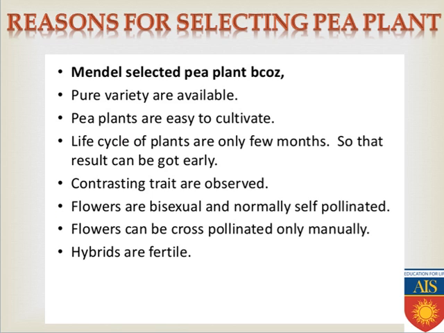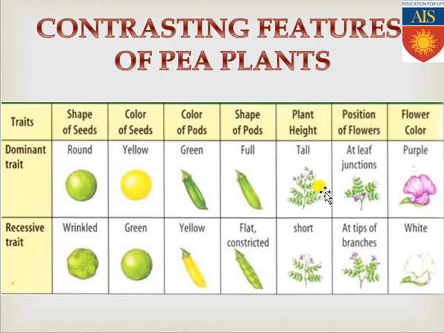Now let's see the contrasting characteristic features he has taken. First, the shape of the seeds. For the shape of the seeds, the dominant allelic form is round, and the recessive allelic form he obtained is wrinkled. If you consider the next feature, the color of the seed, then yellow is the dominant trait and green is the recessive trait. If you consider the color of the pod, then green is the dominant trait and the recessive trait is yellow.